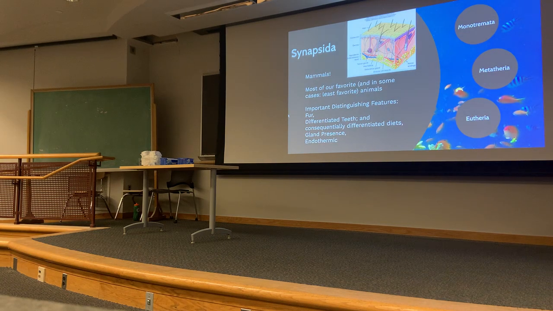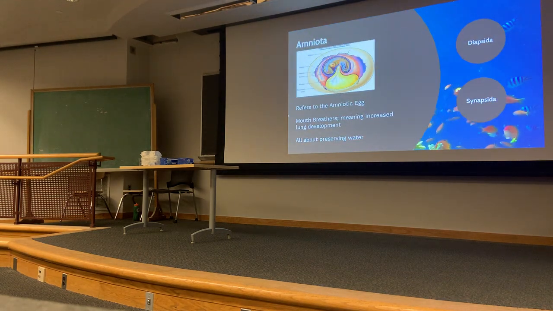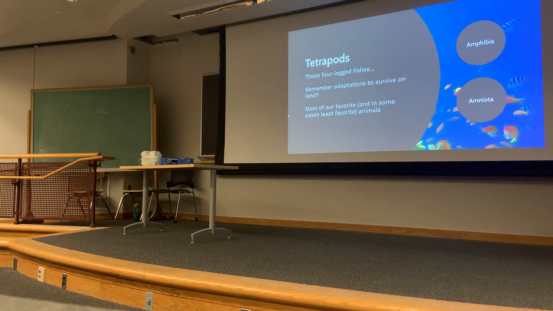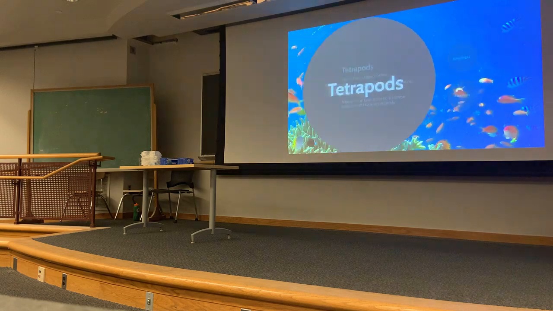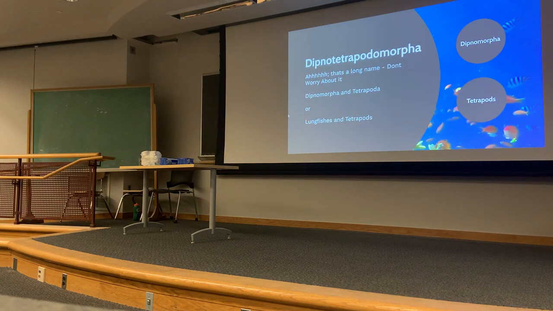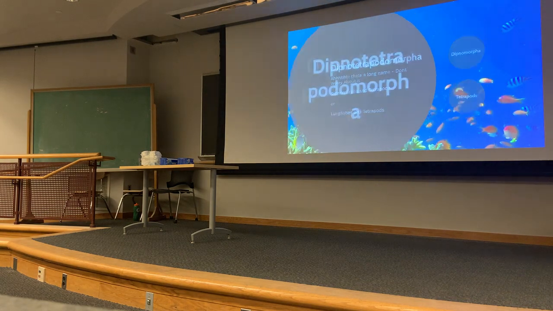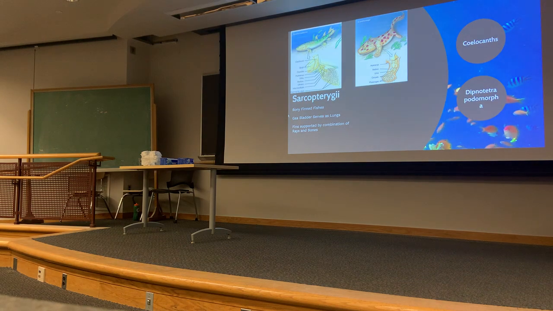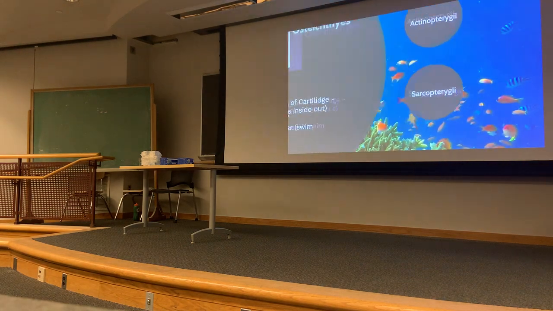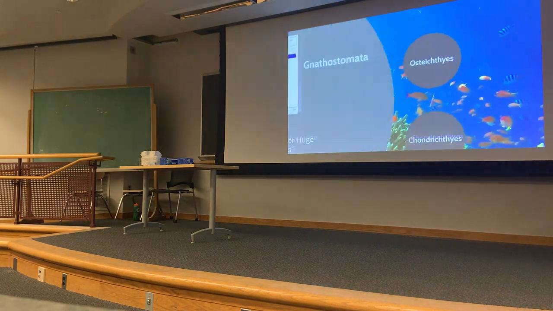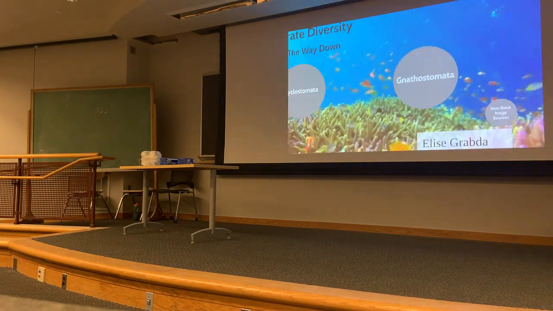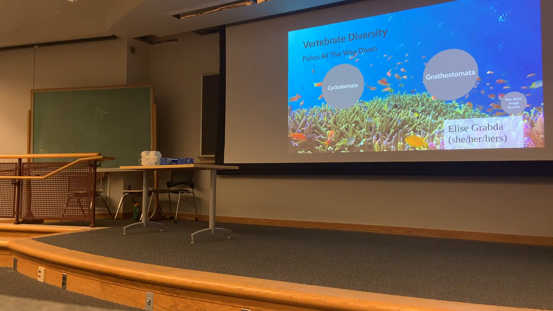All our mammals are synapsids. They all have an amnion either in the egg or in development. All those amniotes, amphibians, or tetrapods have four limbs that are related to fishes, because they're sarcopterygians. As I like to say, it's fishes all the way down.